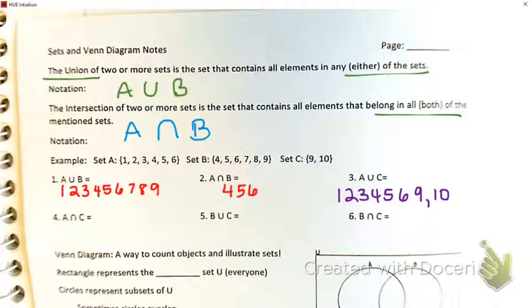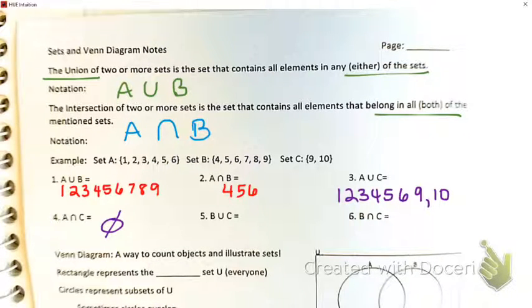All right, A intersection C means what do A and C both have in common? They don't have anything in common. So you can write "none" if you want, or you can write the O with the line through it. That stands for the empty set. That means there's nothing that they have in common. Fancy.